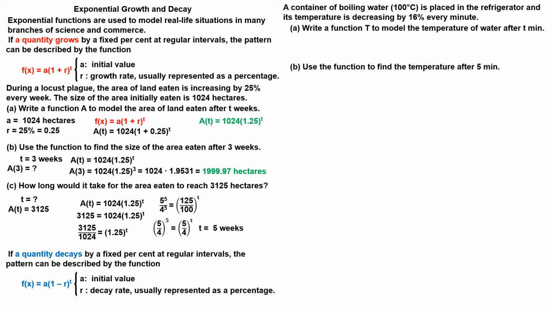The initial temperature is 100 degrees Celsius. The rate is 16%. Take the formula for exponential decay and change the values. Take the formula and replace t with 5 and perform the calculations.